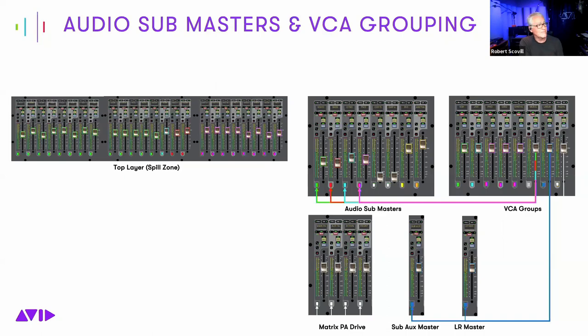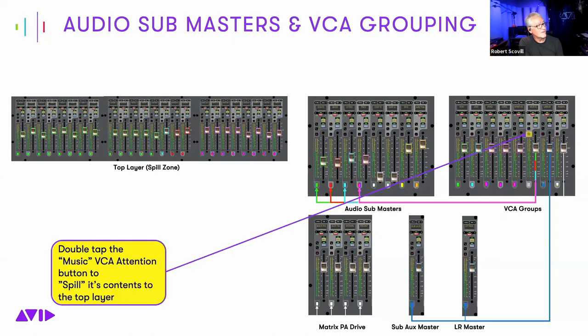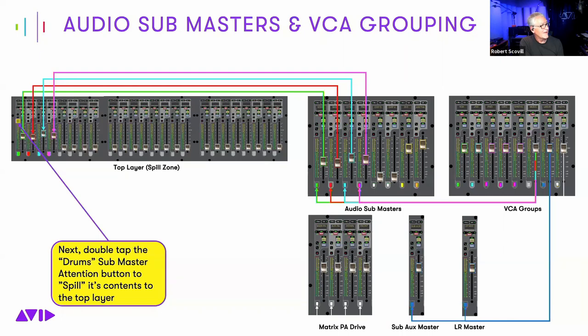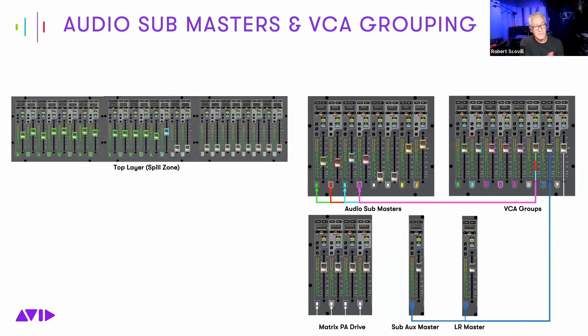Well, check out what happens with spill there, right? If I spill that VCA, regardless of where those groups are sitting on the console, it's going to bring them right to the top layer, where I can get to them and make an adjustment if I need to do it on the blend. And then if I want to get to anything within those groups, I just spill the group again, and it's going to spill those inputs up and let me get to them. And then once I release it, everything snaps back to where we are.